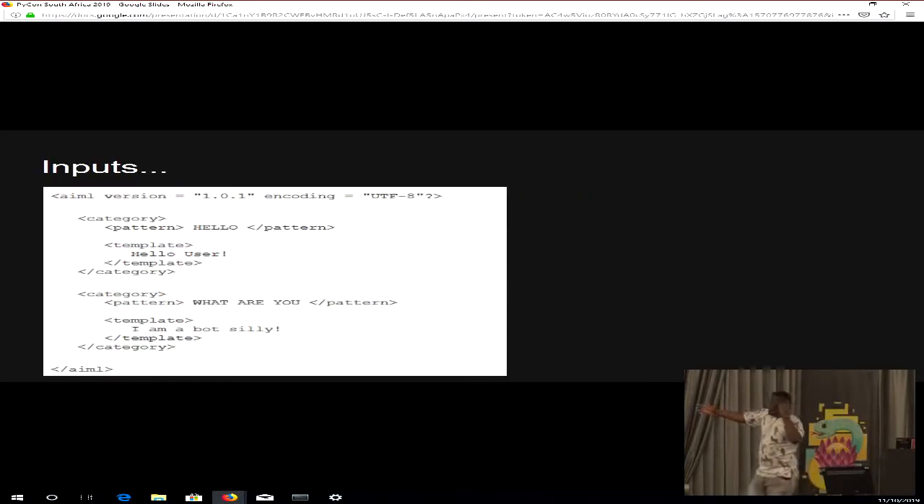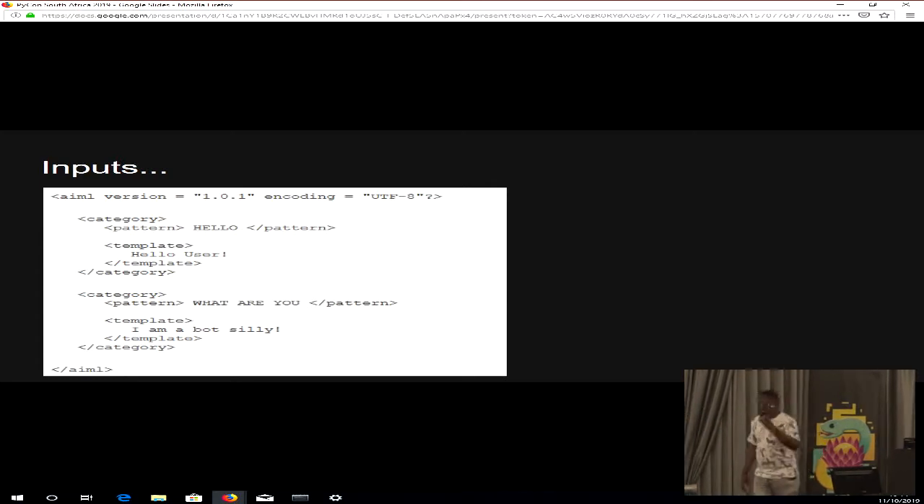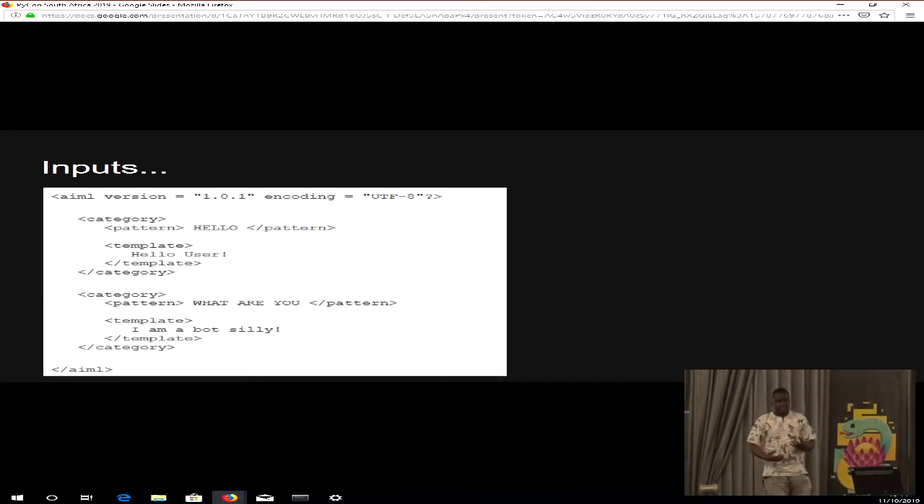As you can see, the template and the pattern. Pattern, what are you? It's a question that you expect from the user. And the template, hello user, is an answer from the bot.